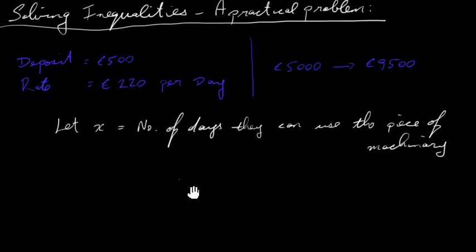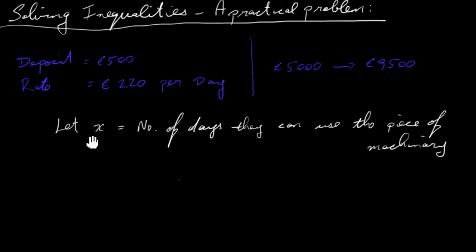They want to hire out a piece of machinery that's going to cost them 220 euros per day to hire. Also, they have to pay a deposit of 500 euros, and they have a budget of between 5,000 and 9,500 euros. So they can't spend any more than 9,500 euros, and they must spend more than 5,000 euros as well. So we want to know how many days they can hire this piece of machinery for.